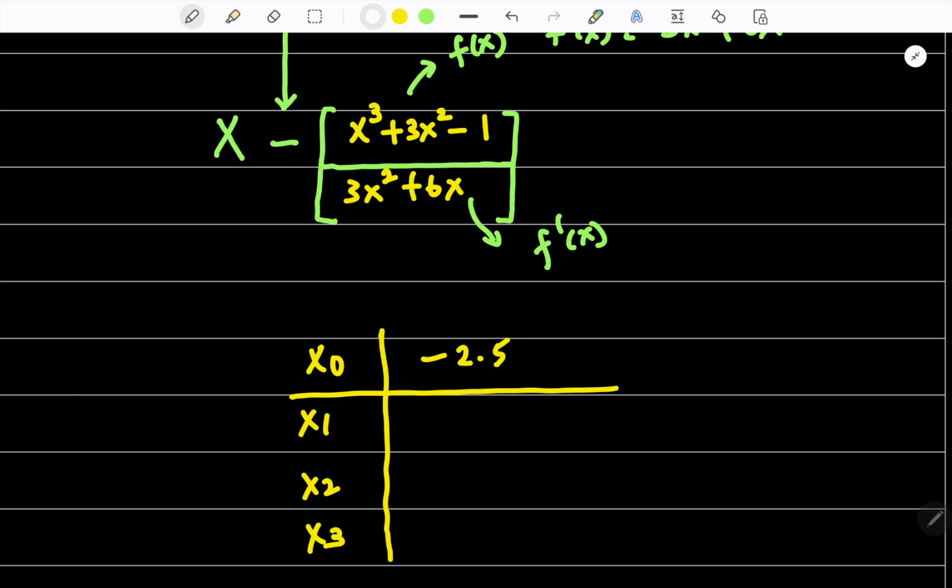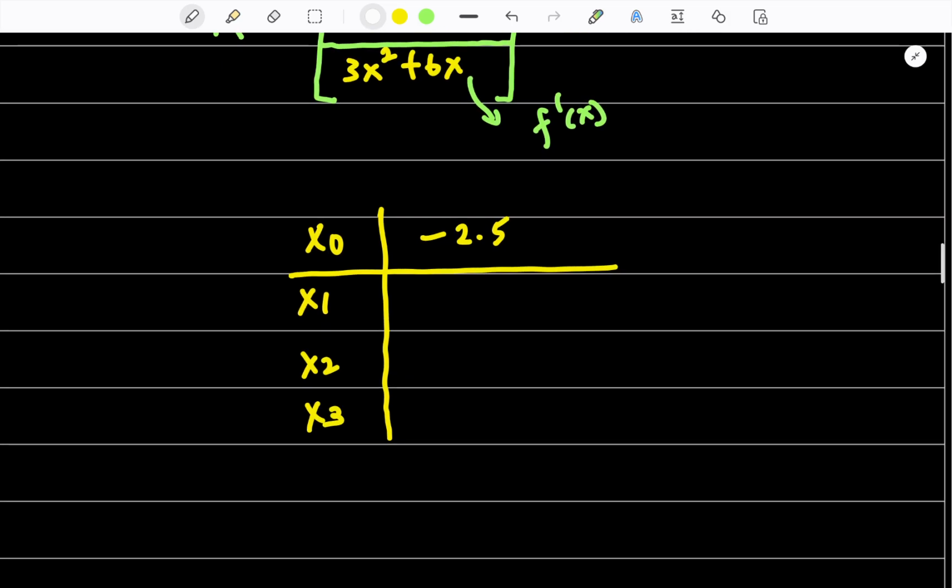First type the equation: alpha x minus bracket open, alpha x cube plus 3 alpha x square minus 1, over, in fraction mode, 3 alpha x square plus 6x. If you're not able to type it, please stop the video and type it and then start your work. So x naught is negative 2.5. Come on, press the button calc.